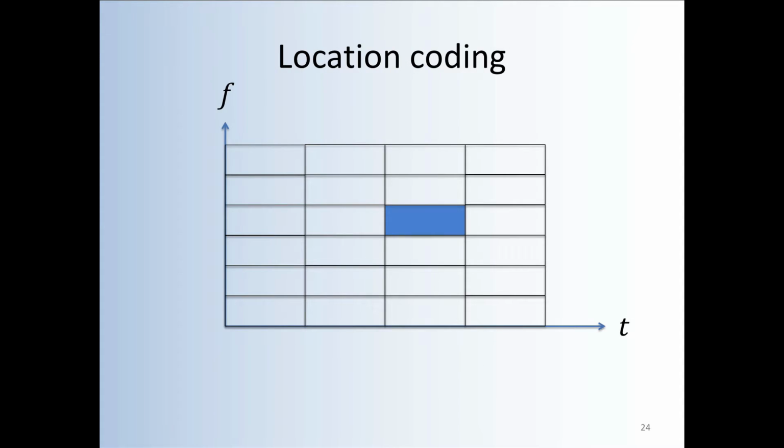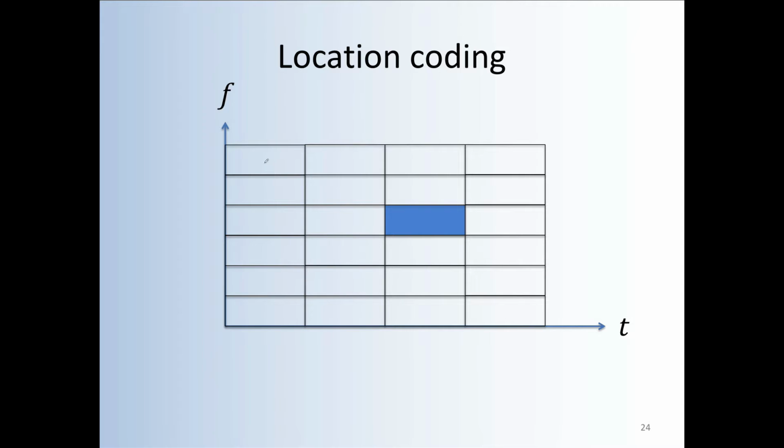So the way this location coding works is by locating a single bundle of energy within a grid of possible locations. And now we communicate the information by the grid location that it's located in.